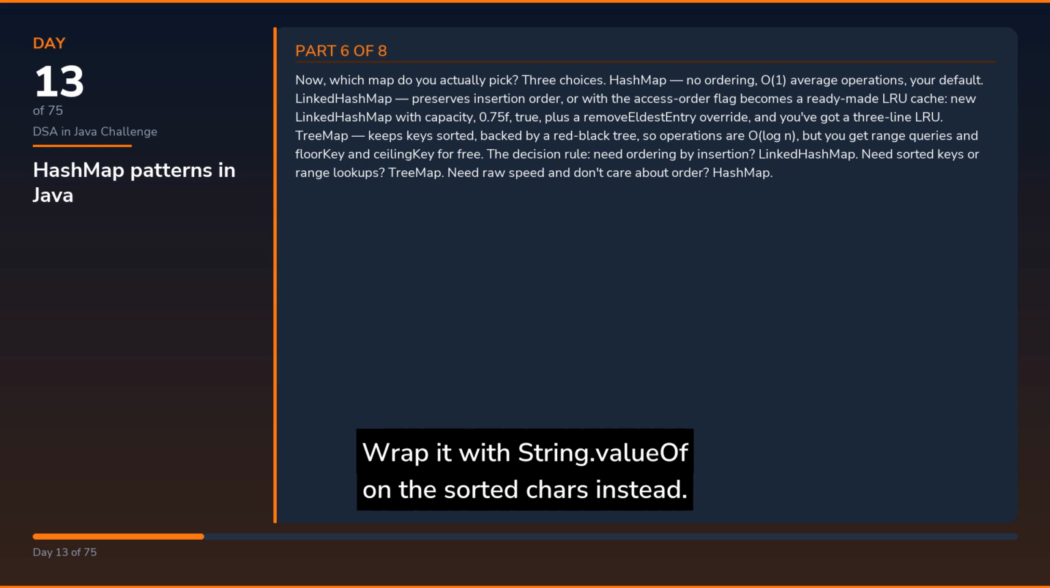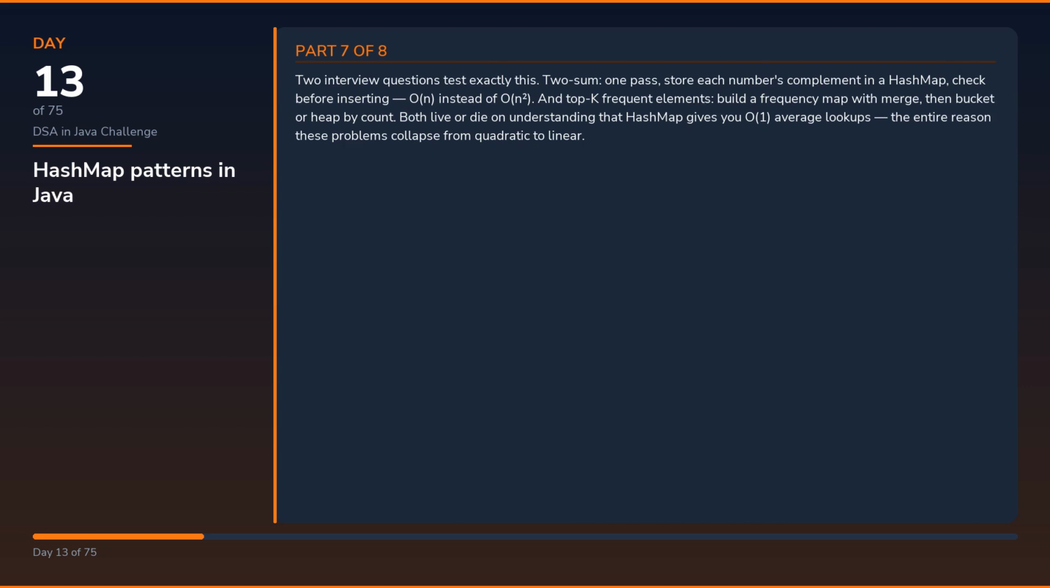TreeMap keeps keys sorted, backed by a red-black tree, so operations are O(log n), but you get range queries and floorKey and ceilingKey for free. The decision rule, need ordering by insertion? LinkedHashMap. Need sorted keys, range lookups? TreeMap. Need raw speed and don't care about order?